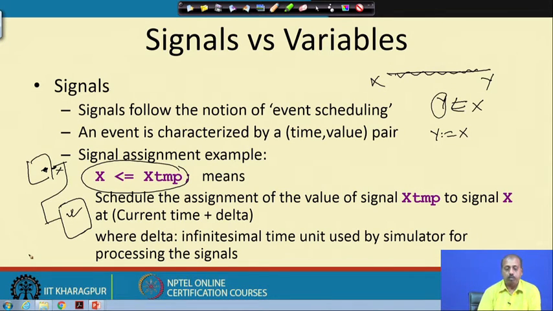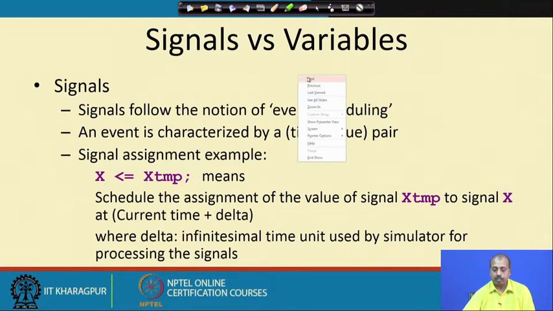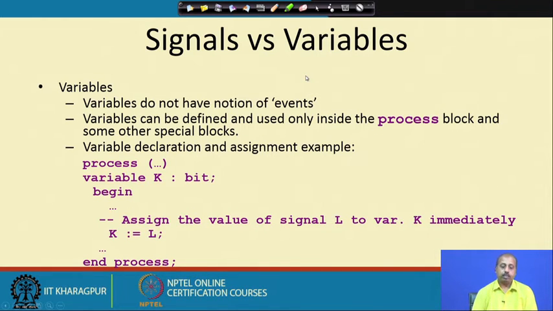Because it will always be getting a new value of x temp, as a result it will go into an infinite loop. Just to avoid that, the simulator designers have said that this x signal assignment, like x assigned the value x temp, will schedule the assignment to take place after time delta, after the current time, where this delta is an infinitesimally small amount of time. There is no hard and fast rule on how small it should be, it is determined by the simulator designer.